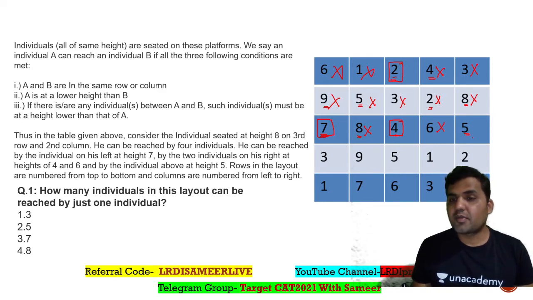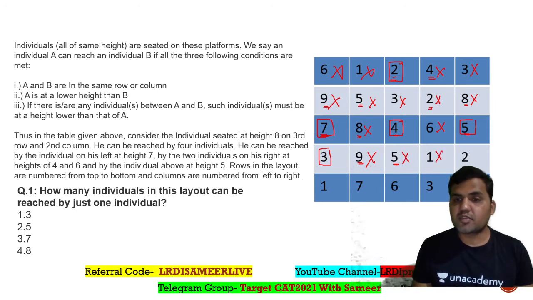5 can be approached only through 2 from the bottom, right? So 5 has to be the part of the answer, right? If you look at 3 here, 3 can be approached by 1 from the bottom, so 3 has to be the part of the answer, right? 9, you see that can be approached by all 7, 3, 8 and 5, so eliminated. 5, this 5 can be approached from 4 from the top and 1 from the right, eliminated.